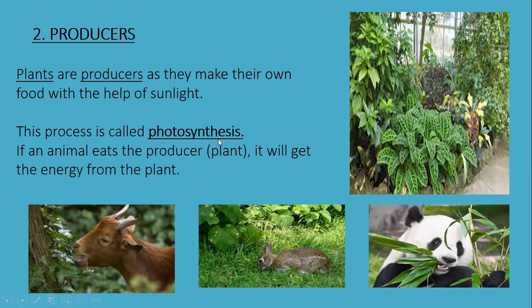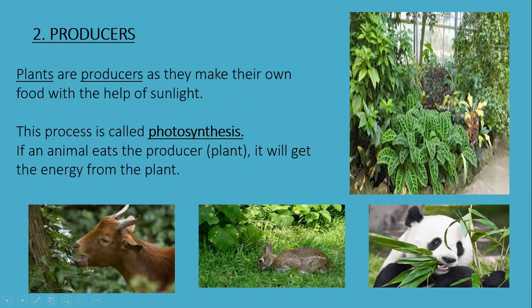Understand which process is called photosynthesis? That they make their own food with the help of sunlight. Not only sunlight, they need water, nutrients, carbon dioxide, and the sunlight. This whole process is called photosynthesis. They make their food means, look, these are the leaves of the plants, then they have vegetables, fruits, flowers. All these we get from the plants.